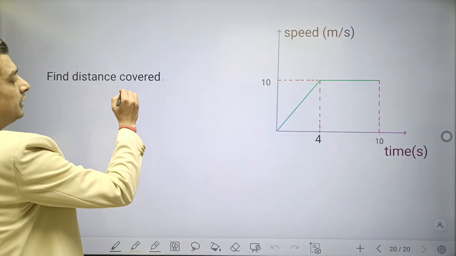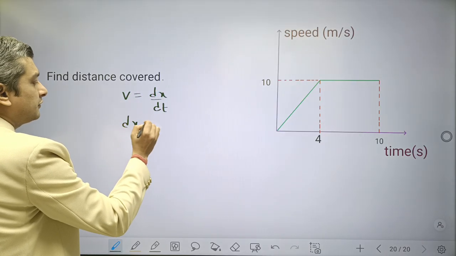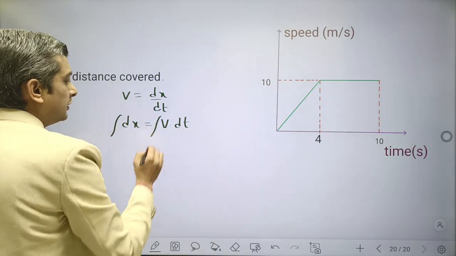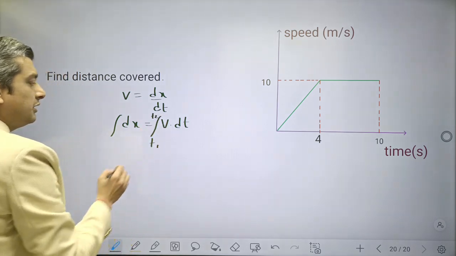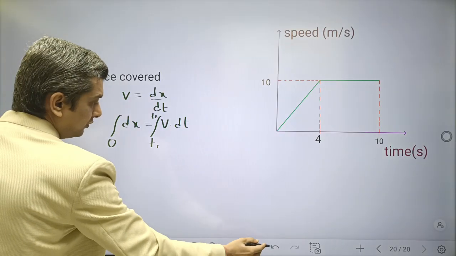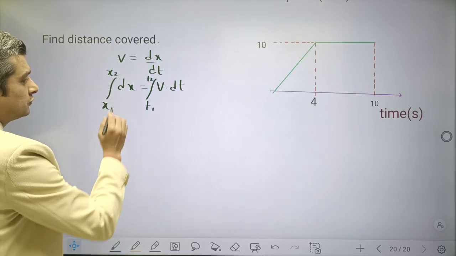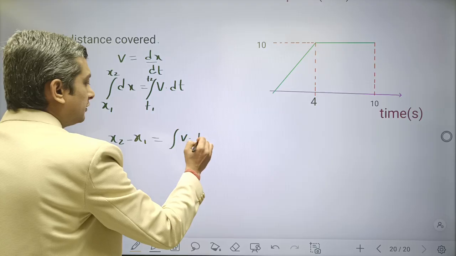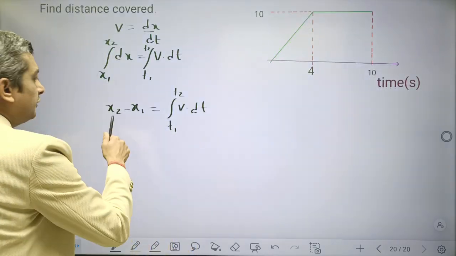As we all know that v is equal to dx by dt. So here dx is equal to v dt, isn't it? Now if I integrate it, suppose from time t1 to t2, at time t1, this is at position x1, and at time t2 this is at position x2. So x2 minus x1 is equal to integral v dt, from t1 to t2. And what is x2 minus x1?